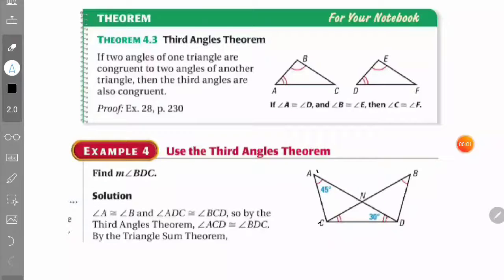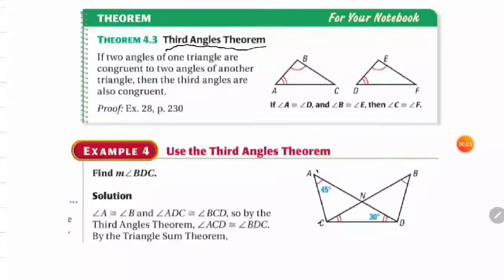Alright, so our next theorem about triangles is called the third angles theorem. And what it says is if 2 angles of one triangle are congruent to 2 angles of another triangle, then the third angles are also congruent. So in this first triangle here, we have angle B congruent to angle E, angle A congruent to angle D. So that means if those 2 angles are congruent to each other, this third angle here, angle C, is congruent to angle F.